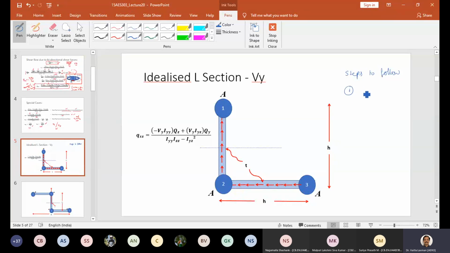Number one, find the centroid obviously. Then the moment of inertia, which is Iyy, Izz. The third one is the product moment of inertia, Iyz. The fourth one is the expression Qxs.